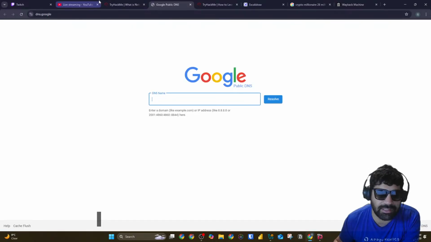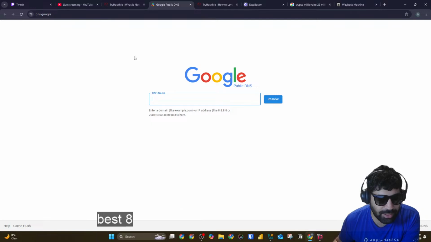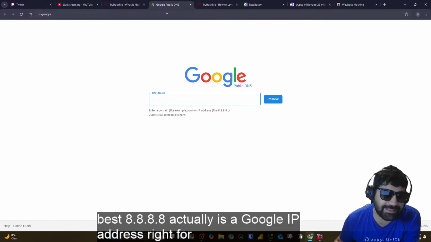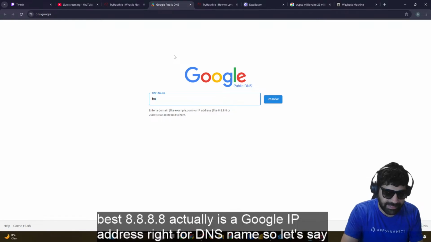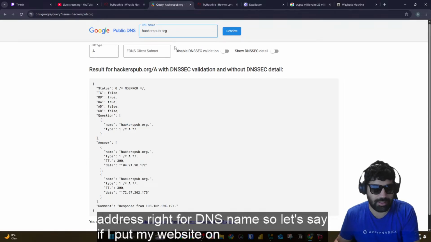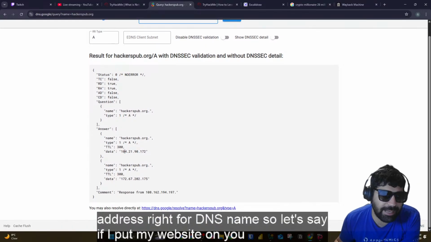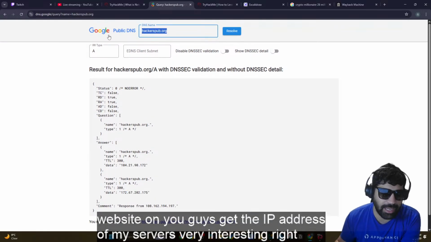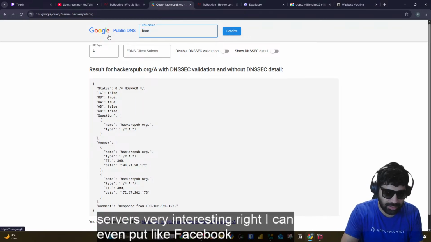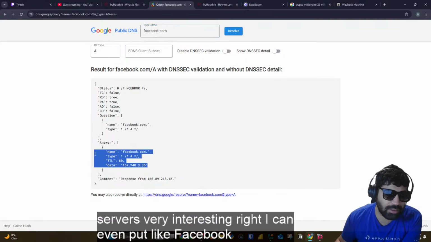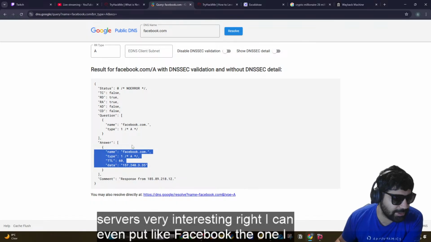This is a very interesting thing too, because 8.8.8.8 is actually a Google IP address, for DNS. So let's say if I put my website on it, you guys get the IP address of my servers. Very interesting, right? I can even put Facebook. The one I connect to, this is the server.